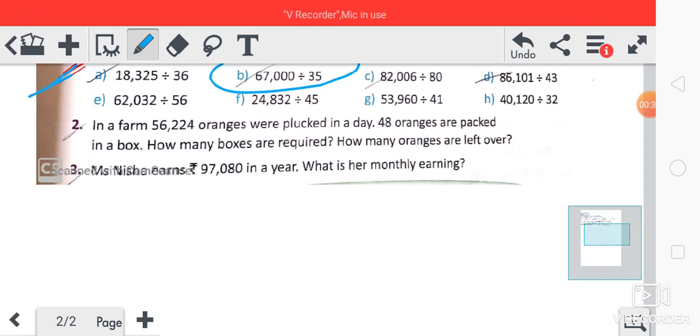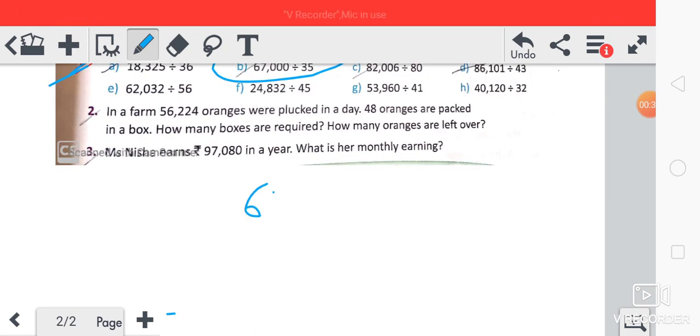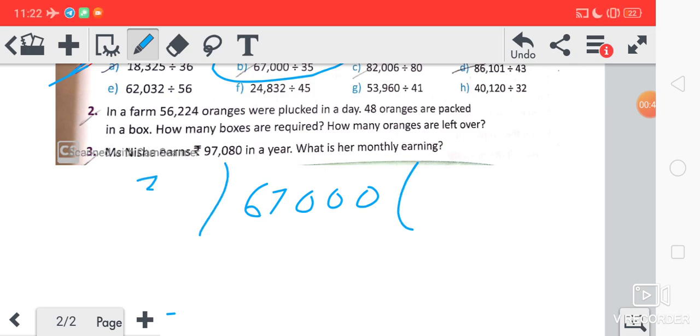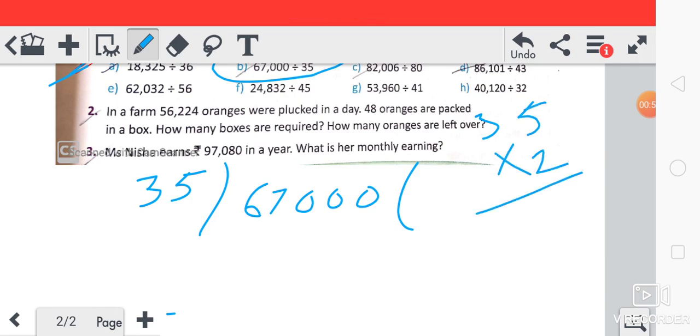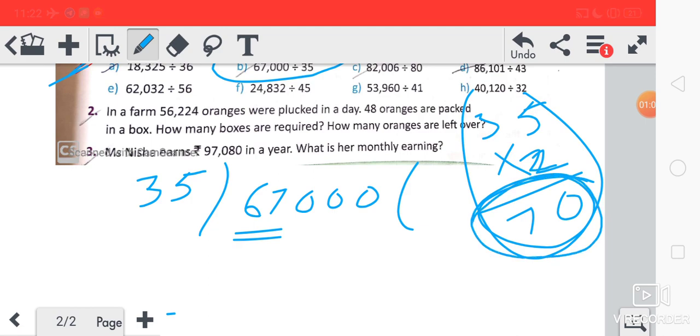67,000 divided by 35. So we'll divide it here. If we multiply 35 two times, how much will we get? 2 fives are 10, 2 threes are 6 and 1 makes 7, so 70. We are getting 70, but here it is 67, which is less than 70. So we cannot take 2 times because it becomes more than 67.